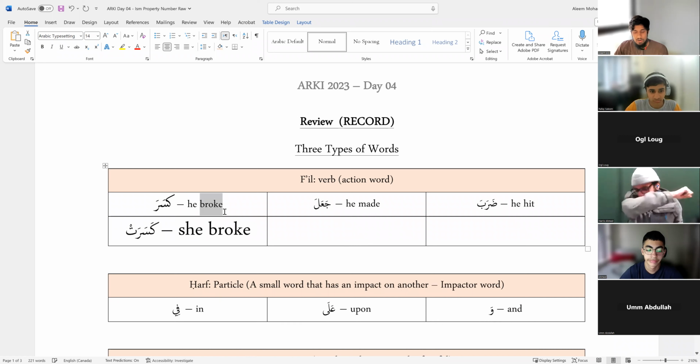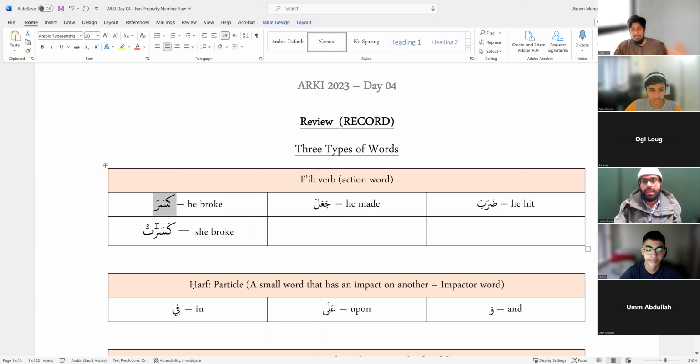And this is consistent for all past tense verbs, which is what we've been working with right now. We've only been talking about verbs in the past. So kasarat would be she broke. Ja'ala is he made. So if I wanted to make it she made, I would just simply say ja'alat with the ta on the end, and it would become she made. Right? Let's highlight that as well. And then again, for this one, same pattern, nothing's going to change. Ba, ra, bet, and it becomes she it.